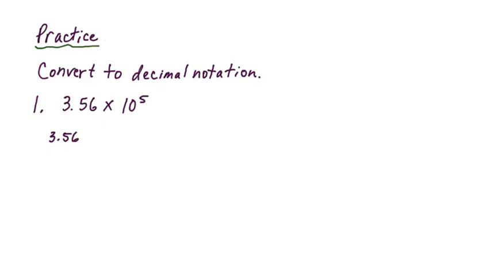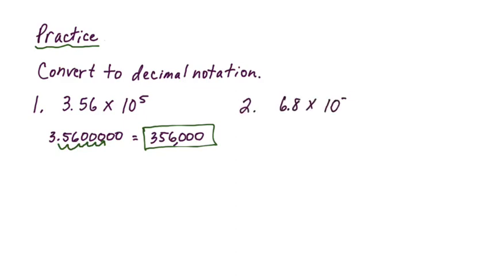All right, so we're going to take 3.56, multiplying by 10 to the 5th, we're going to get bigger, so we're going to move the decimal 5 places to the right. So let's put some zeros in and move our decimal 5 to the right. And so you're going to get 356,000.